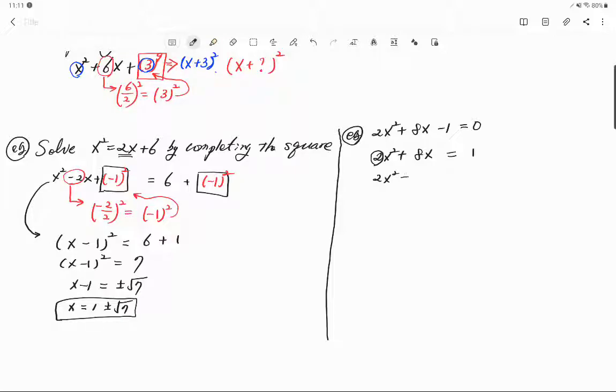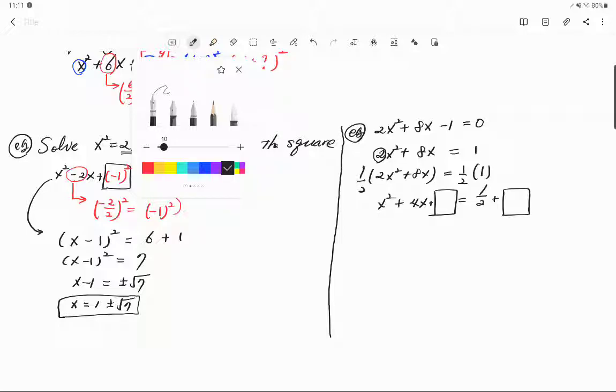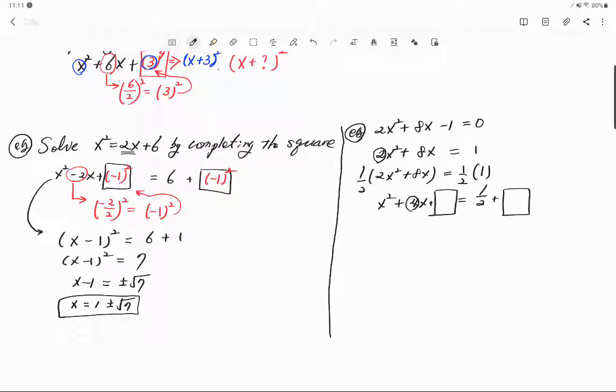So we're going to divide the left-hand side by 2 and the right-hand side by 2. So it will be x squared plus 4x equals 1/2. All right, then next step, we need to add a constant to the left and the right side of the equation. So what goes there? Half the coefficient.